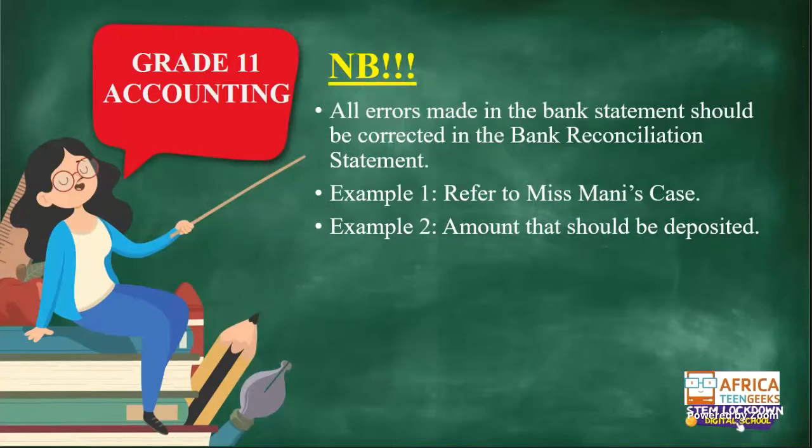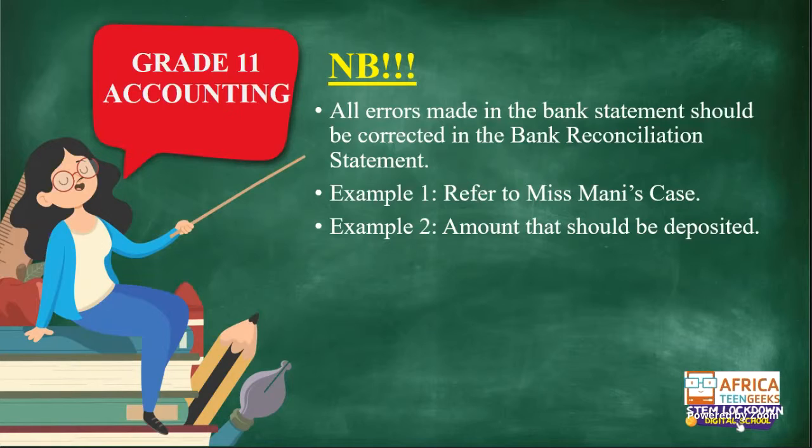Let us look at the amount that should have been deposited. It happens that the bank should have deposited, let us say, 20 rands, but it deposited 5 rands, right? So there is this 15 rand that is missing. Now, to correct that, you need to prepare a bank reconciliation and say there is this 15 rand that is missing. Then it will be deposited. Now, your bank statement will be increased by this missing 15 rands, right?